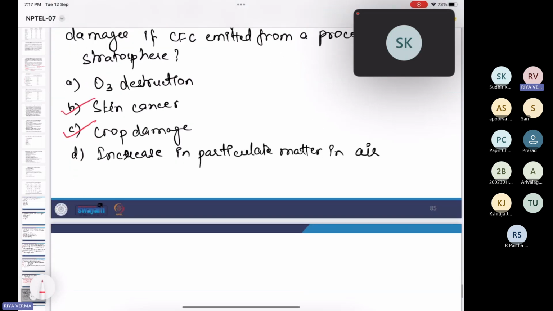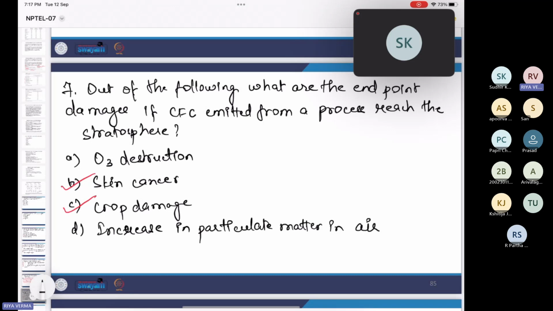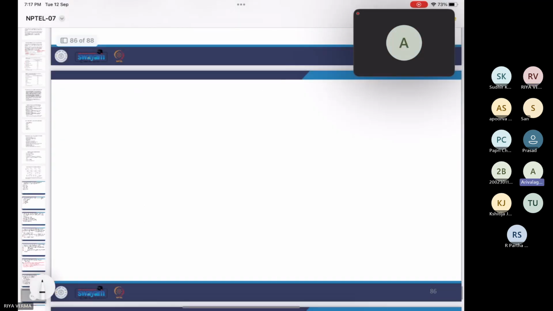So these are all the endpoint damages. And if we are talking about the midpoint damage, then the answer would be ozone destruction, right. Both A.